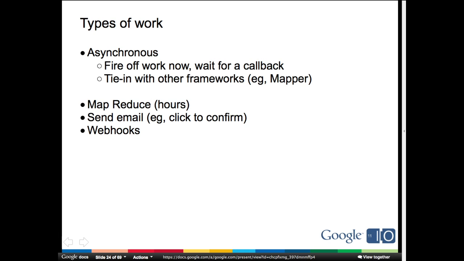Then I also want to allow for asynchronous work. So fire off the work, wait for a callback, and tie in with other frameworks to basically tell them to start and then have them call you back when they're done, and then hook into the rest of the system like that. MapReduce is a good example of this. It takes hours to run. Another example is if you want to send an email to a user. This is a really simple one. We have exceptional things happen in production all the time.